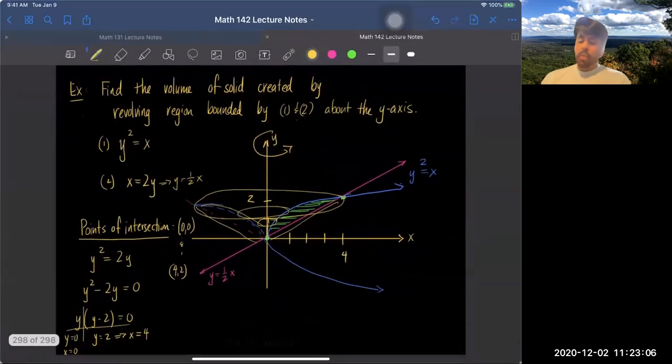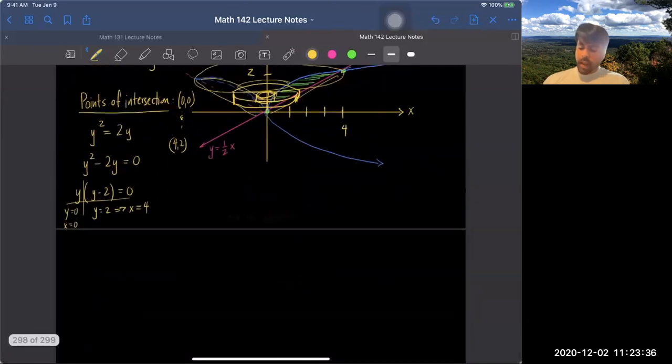But the idea is that my washers look something like this. Oh my goodness. This is not easy. So this is my washer. Do you see that? My washer has a smaller radius and a bigger radius. So then what's going to be the volume of the solid that I produce?